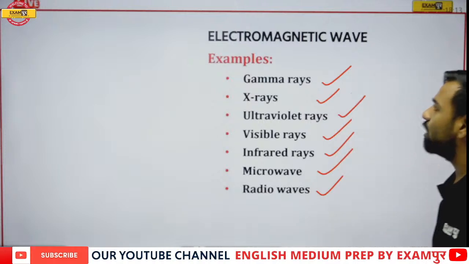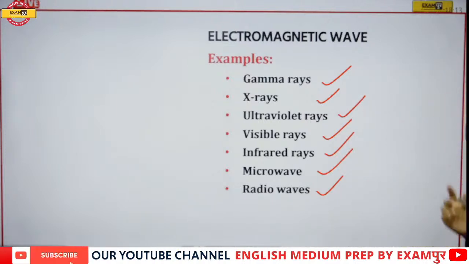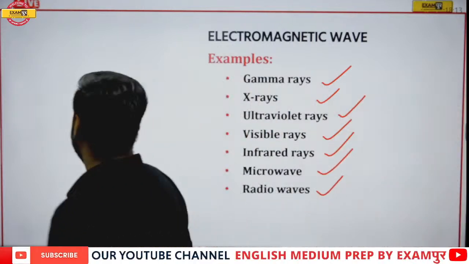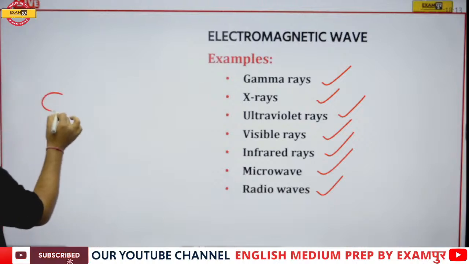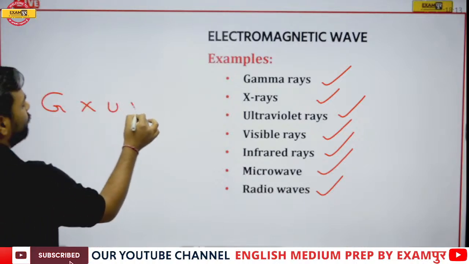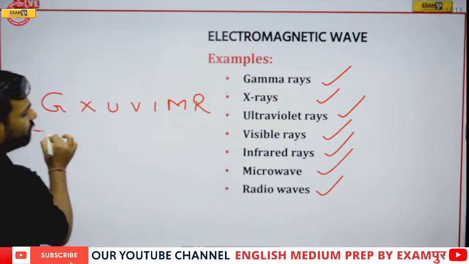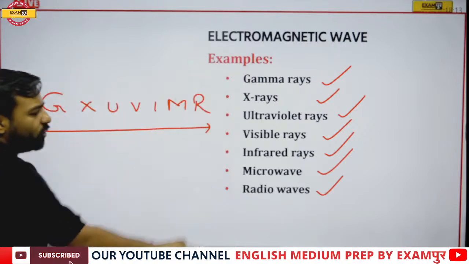So yes, if I talk about electromagnetic waves, there were gamma rays, X-rays, ultraviolet rays, visible rays, infrared rays, microwaves and radio waves. Now let me write for you all. GXUVIMR. Please remember this particular short form, or if you can remember all these in the sequence order, it's good.